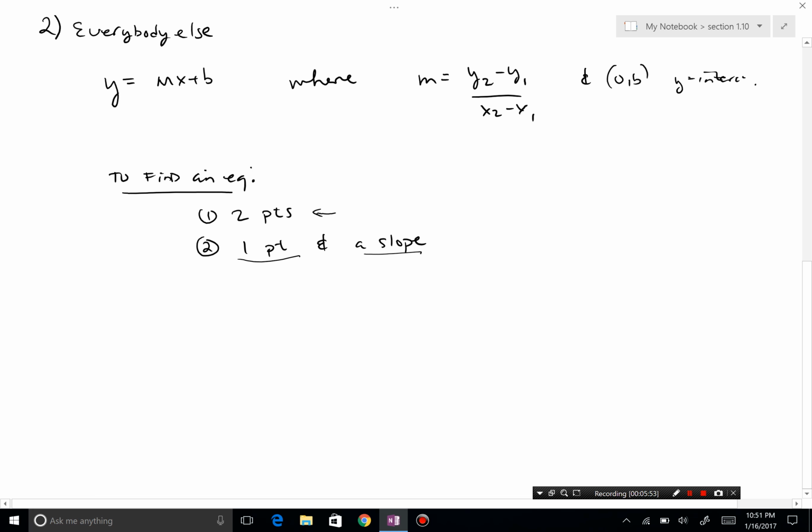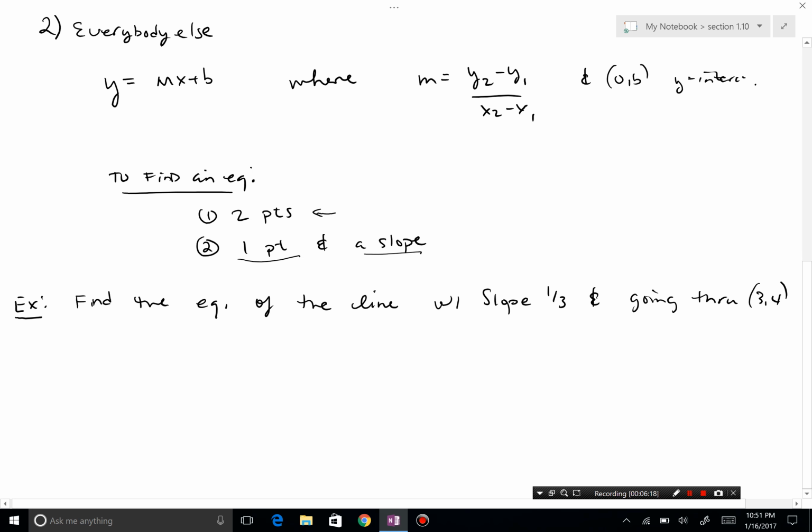So let's go ahead and do a quick example. I'll write as much as possible so you can see it. Here's the question: find the equation of the line with slope 1/3 and going through (3, 4). At the end of the day, you start with your most general form.